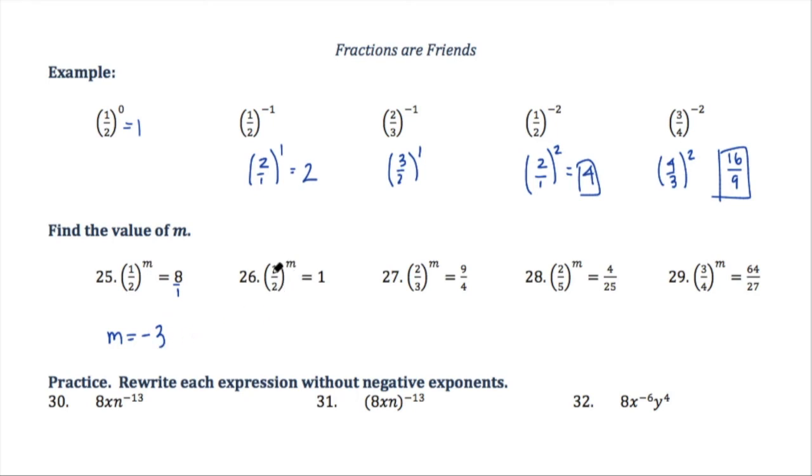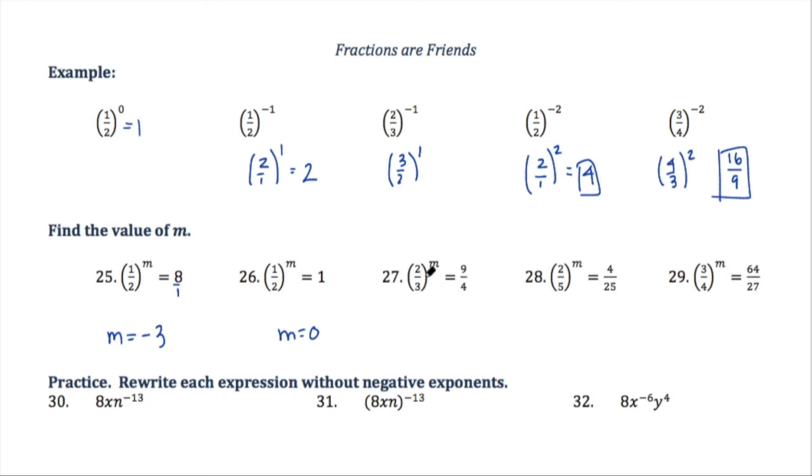We have 1/2 raised to some power equals 1. You might start guessing and checking: what number? Oh, that's right. Anything raised to the 0 power is 1. So m is 0. All right, here again, we see 2/3, and I see 9/4.